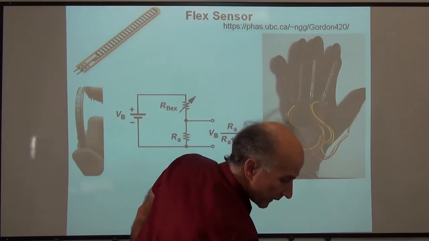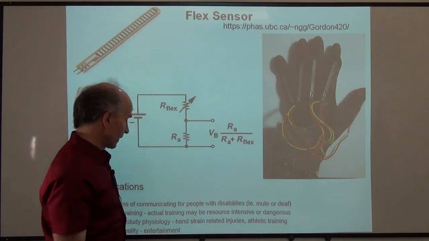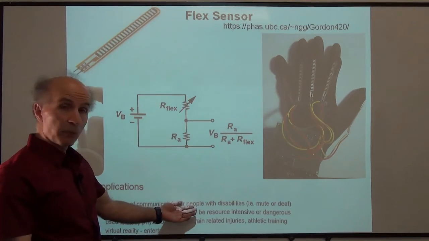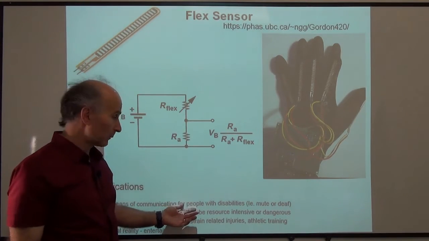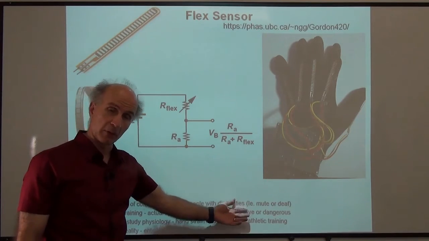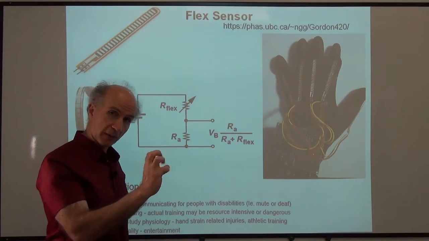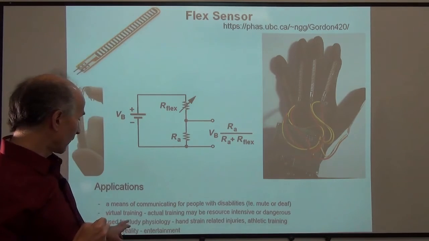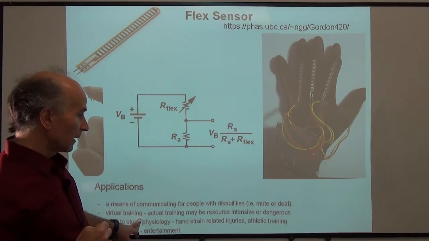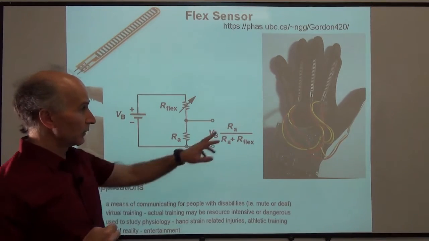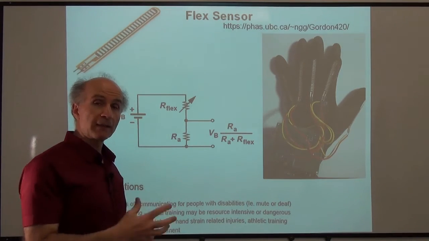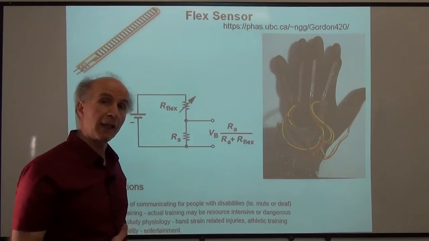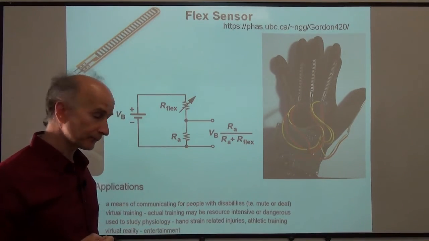So in fact, on this website, they give us a bunch of examples. They say, for example, you can communicate with this glove for people who have disabilities. For example, they are mute or deaf. So they can use this to talk to other people, so to speak. Then they also say for virtual training. So we might be able to use this for training in a situation where the actual training would be dangerous. So this can emulate that training system.